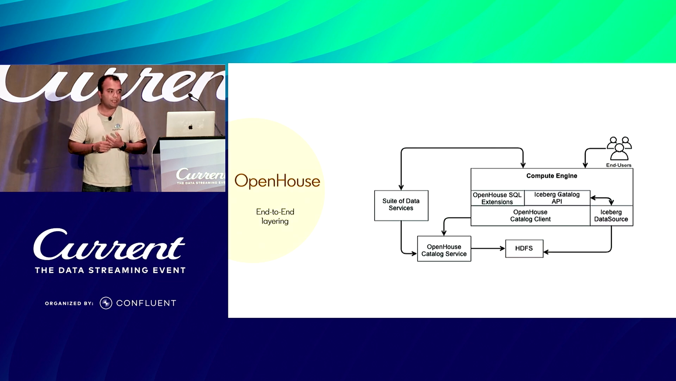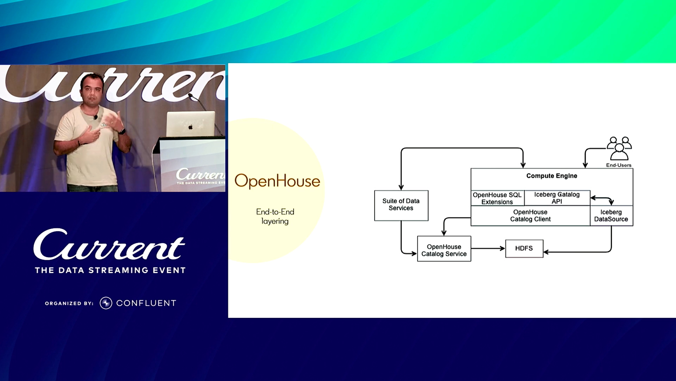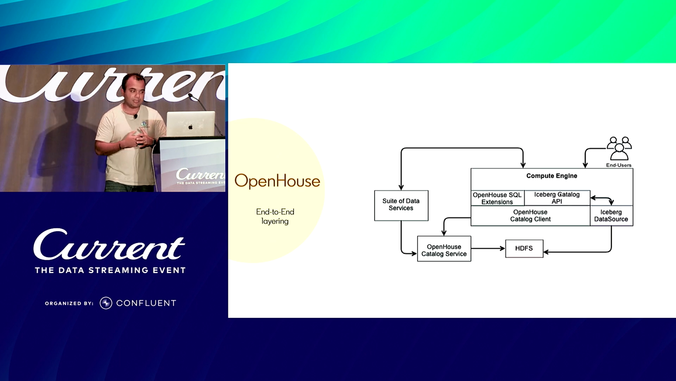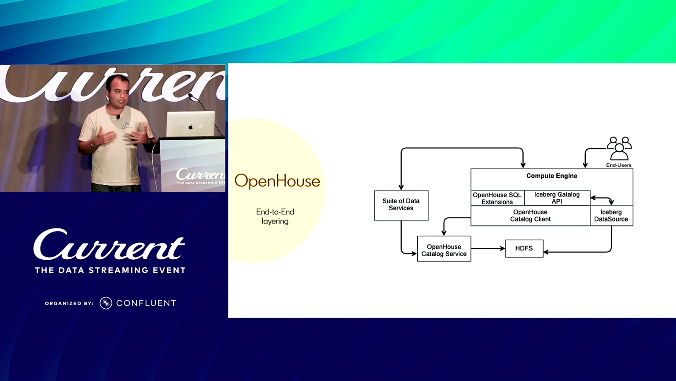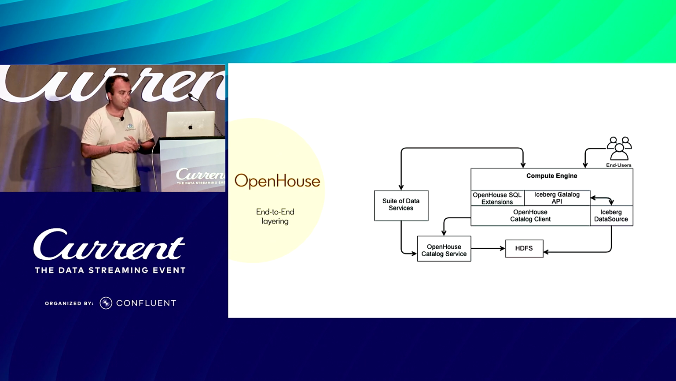So the architecture for this looks something like this. You have the compute engine, the user interface, like Spark or Trino. And then, as I said, it seamlessly integrates into the catalog layer for these engines. All these engines have very standard catalog APIs, so we implement those. And with Iceberg, we also integrate with the Iceberg data source APIs. So essentially that allows us to have a very thin client from the OpenHouse catalog standpoint within the engines.